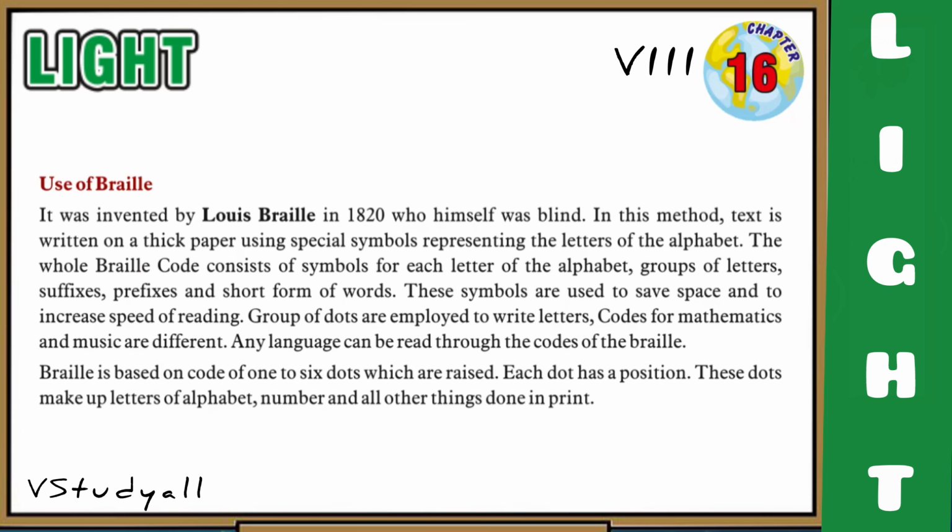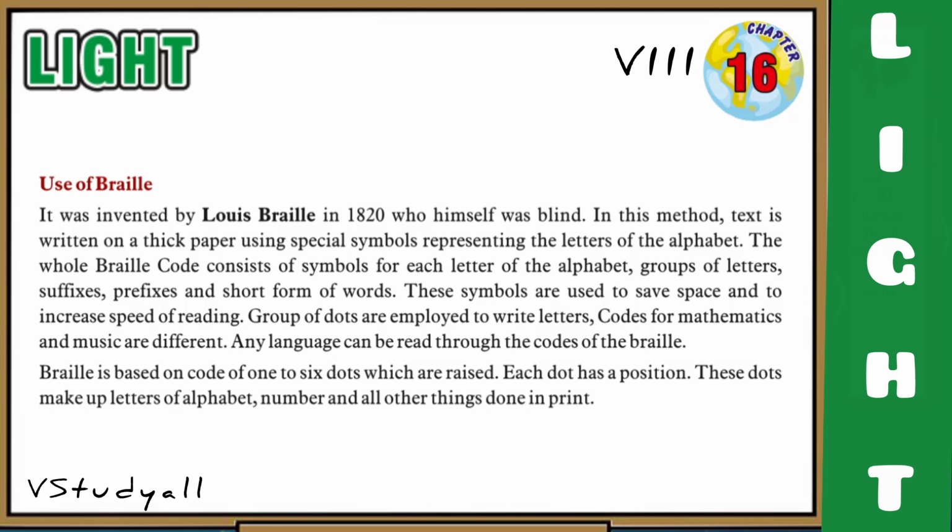It was invented by Louis Braille in 1820, who himself was blind. In this method, text is written on thick paper using special symbols representing the letters of the alphabet. The whole Braille code consists of symbols for each letter of the alphabet, groups of letters, suffixes, prefixes, and short forms of words. These symbols are used to save space and to increase the speed of reading.